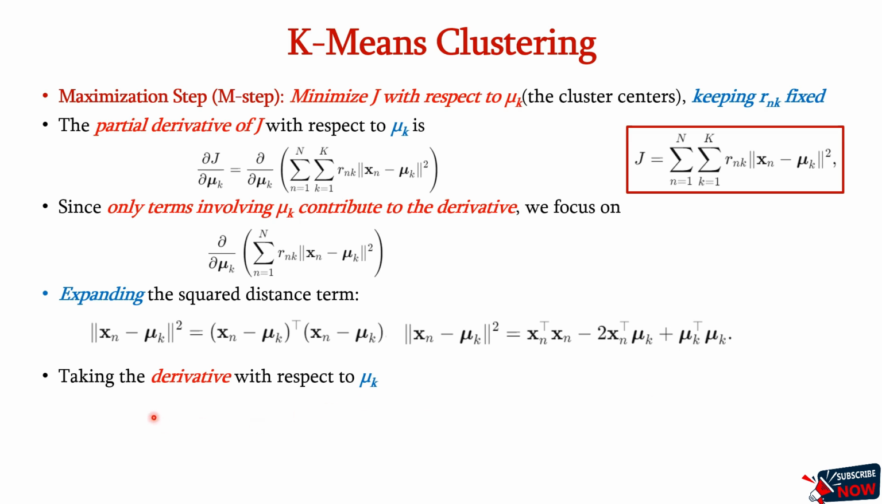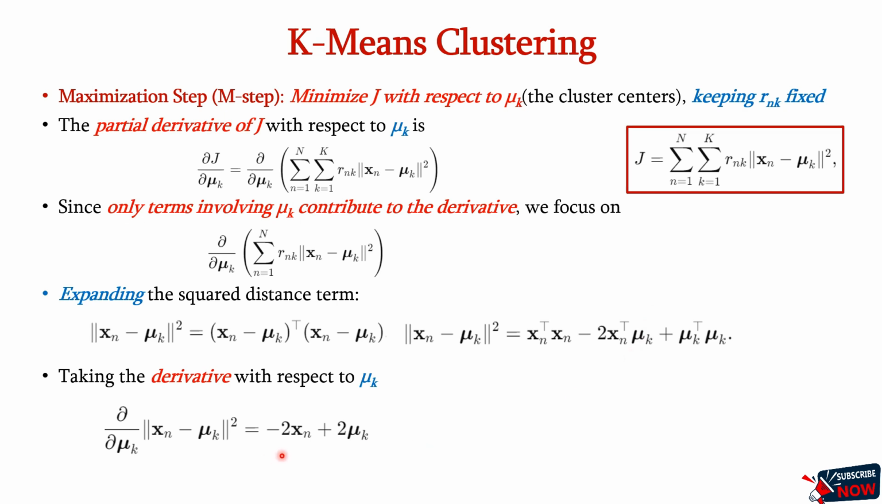Now let us take the derivative of this equation with respect to mu k. We can write it as minus 2xn plus 2 mu k. Since we don't have a mu k term in the first term, it will go away. And in the last term, if we apply the derivative with respect to mu k, this mu k will become 1.